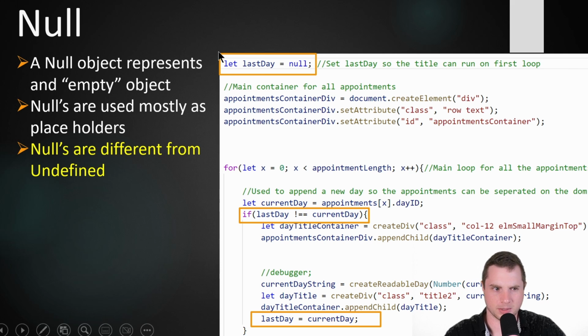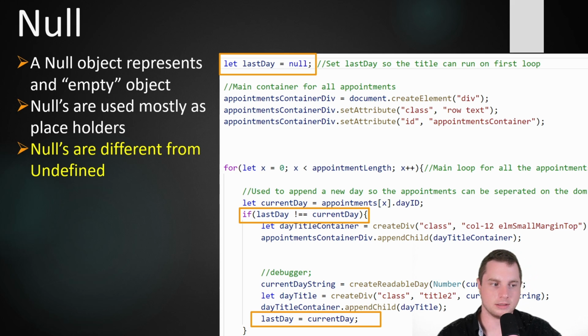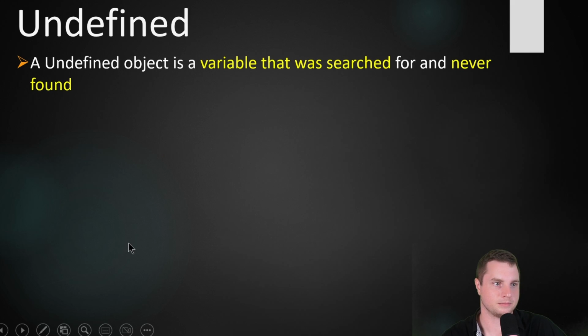And this is what I'm talking about. So last day equals null, and then I'm going to come down here, last day does not equal current day, which the first time through is going to be a guarantee, do this thing. And then down here, I can set last day to current day. So now we're inside of that loop and it can function as it's intended to do. Undefined, I already talked about this for a bit. A variable we searched for and never found.